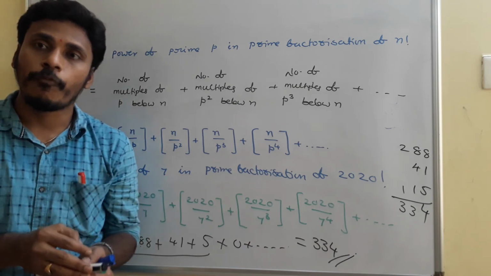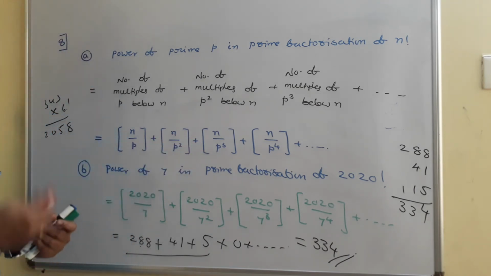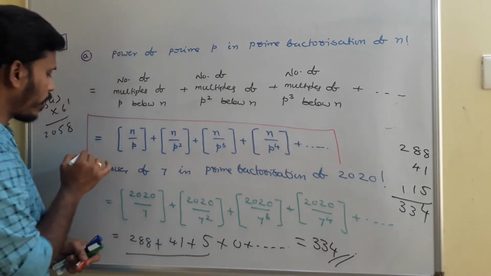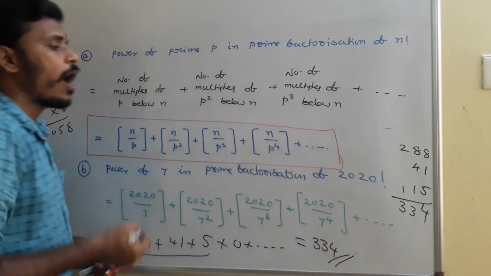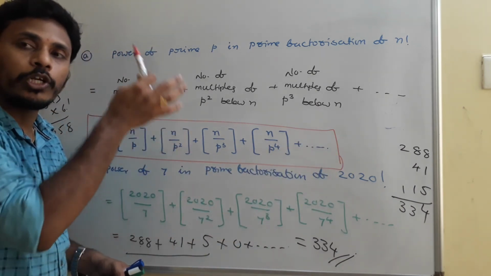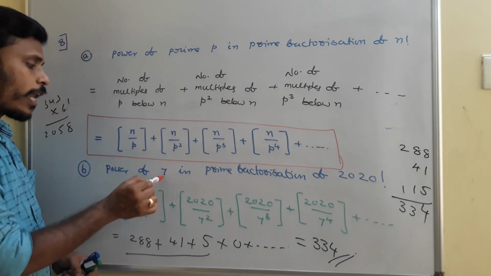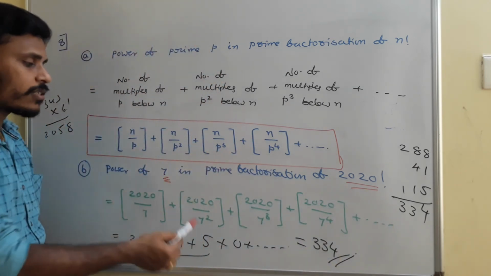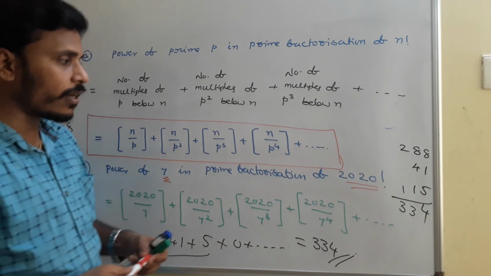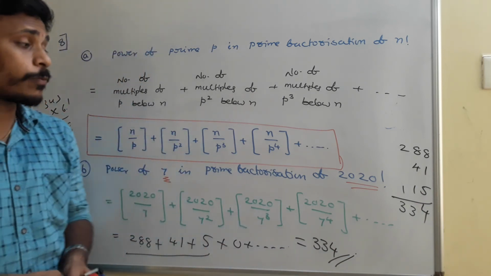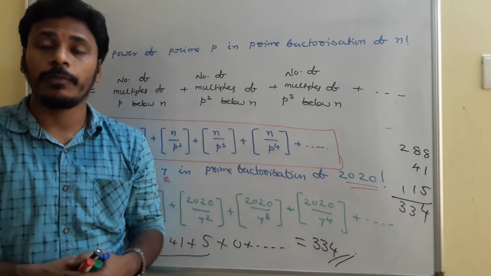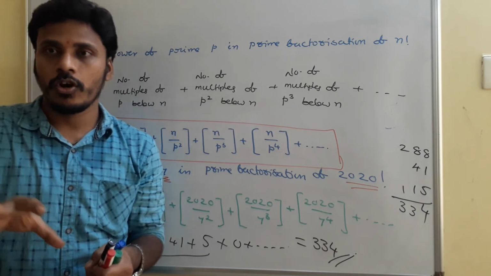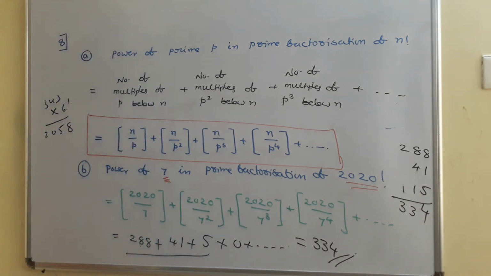To find the power of a prime in n factorial, we need to use this particular formula: floor of n by p plus floor of n by p square plus floor of n by p cube plus, and so on. After a certain stage the values will become 0, and you need to stop from there onwards. Here we calculated the power of 7 in 2020 factorial, calculated the floor values, added everything, and the answer is 334. So if you express 2020 factorial in its prime factorization, it contains a term 7 power 334.